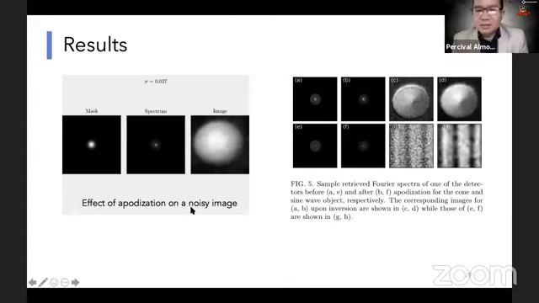Okay, maybe I have the last question. Can you describe an application where ghost imaging is particularly useful, a practical application where this kind of technique can be used?